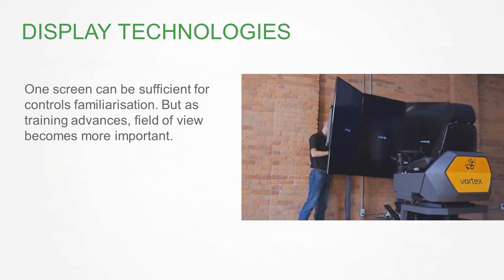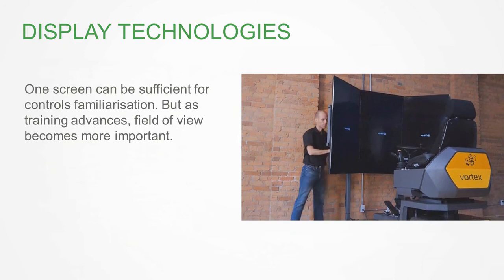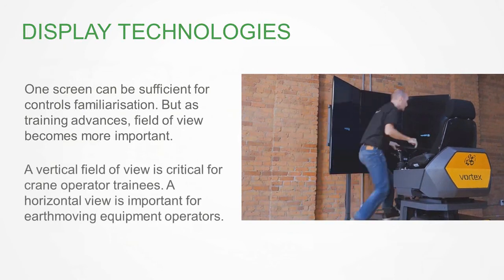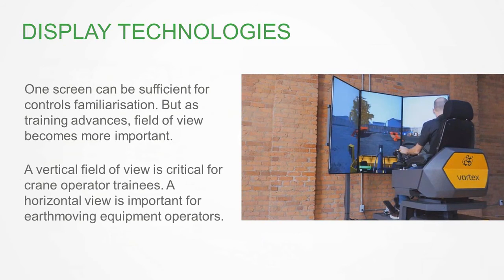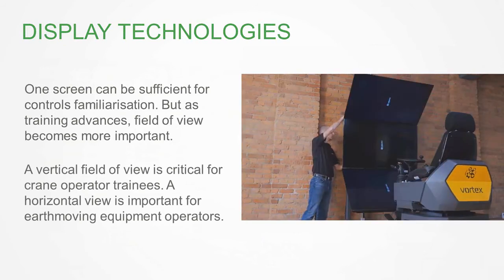So screens can come in many different shapes and sizes. In general, a vertical screen is good for cranes where you want to see your boom tip and your landing points, and horizontal is good for earth moving where you want to check your blind spots as you're turning into them. So something that you might want to consider is where is your field of view for your visual solution.